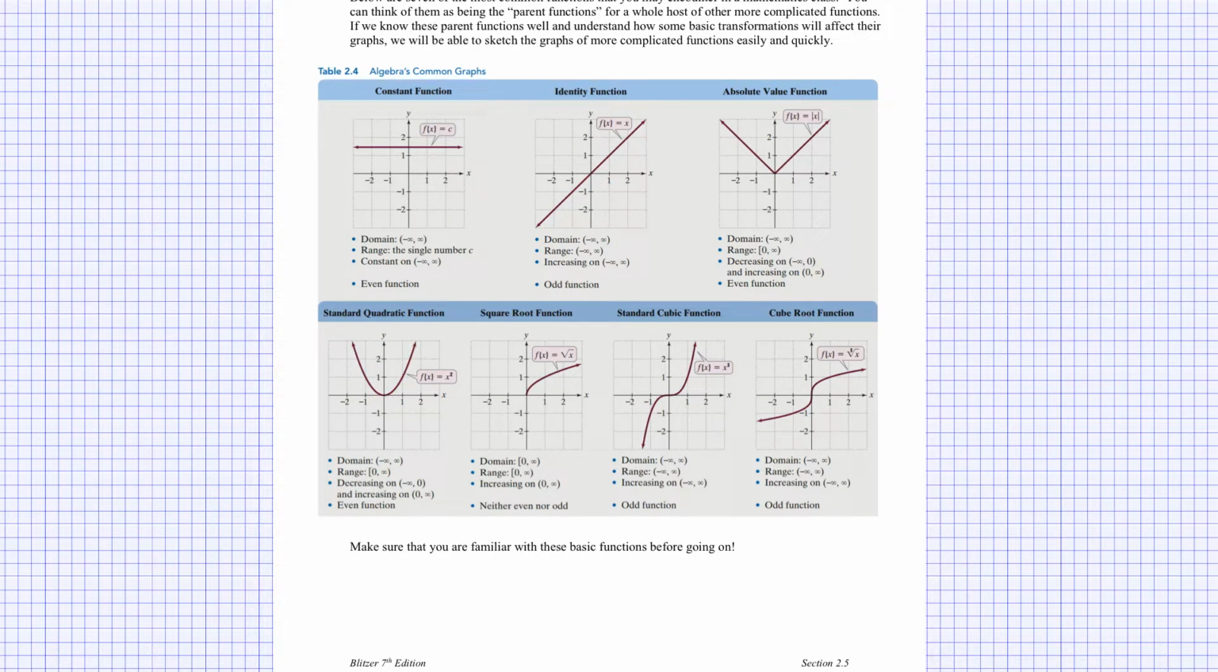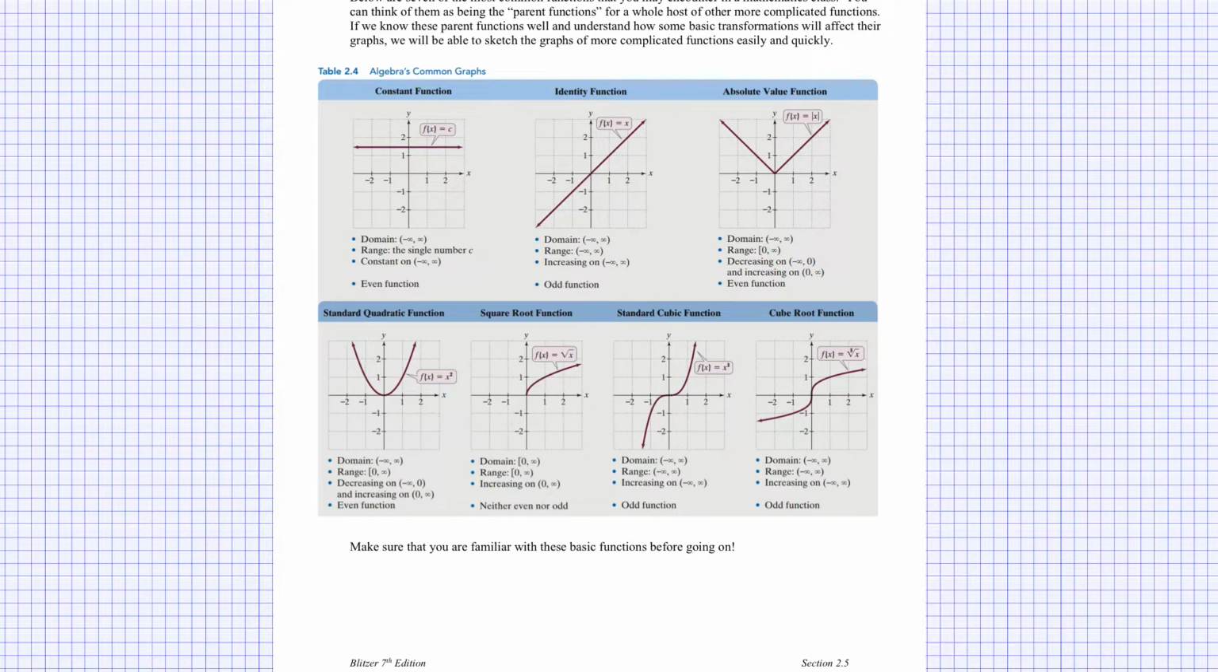And its domain is, of course, all real numbers. Its range is from 0 to positive infinity. It's decreasing on the open interval from negative infinity to 0, and increasing on the open interval from 0 to positive infinity. Because it's symmetric with respect to the y-axis, this is an even function.